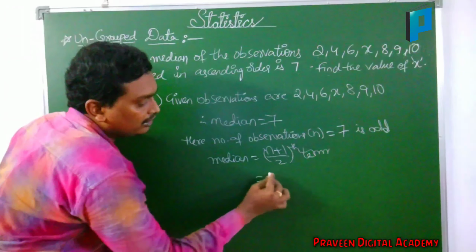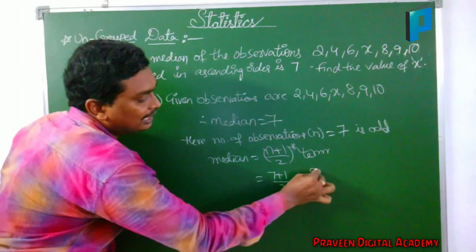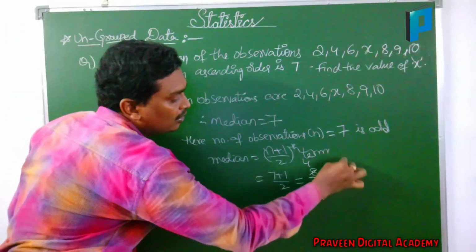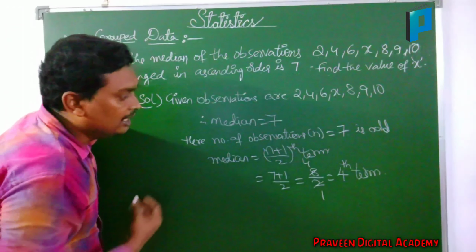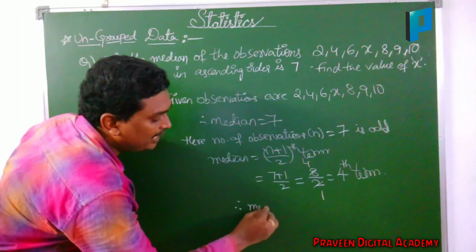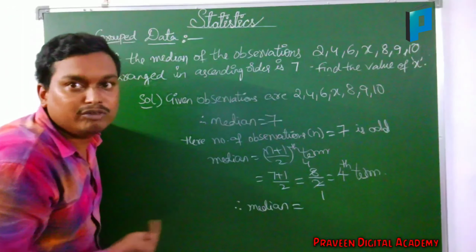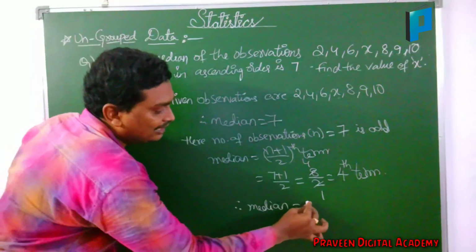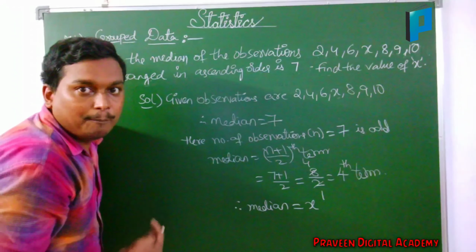Here n value is 7. 7 plus 1 by 2. 7 plus 1 is 8, 8 by 2, 2 fours are 8. So we will get fourth term is the median of the observation. What is the fourth term in the ascending order? 1, 2, 3, 4. Fourth term is x. X is the fourth term, the median.